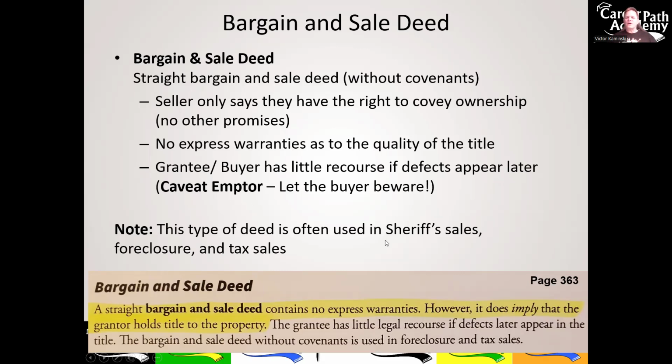So this type of deed is often used in sheriff sales, foreclosures, and tax sales. So highlight: a straight bargain and sale deed contains no express warranties. However, it does imply that the grantor does hold title to the property and does have the right to convey that ownership interest. That's on page 363. Okay, got it.